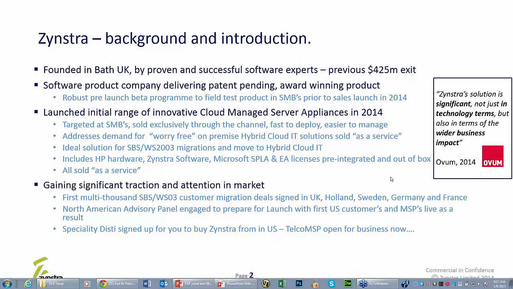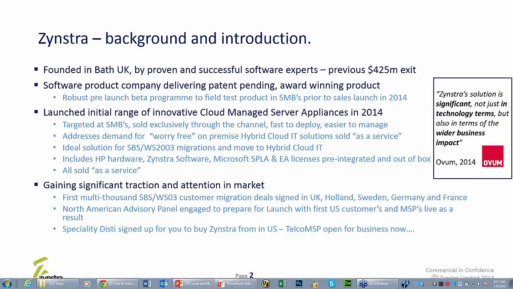So it's a software product delivered by a software product company. It's sold exclusively through the channel, so you're our customer, and it delivers that demand for worry-free on-premise hybrid cloud, sold not as a transaction but as a service. And it's a complete solution, and we'll talk about what's included in there. We believe, as does Carl and other industry analysts, that it's an ideal opportunity and solution for those customers who are still on SBS or WSO3 and/or want to move to a hybrid cloud.